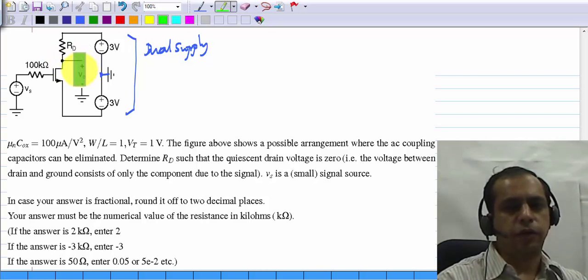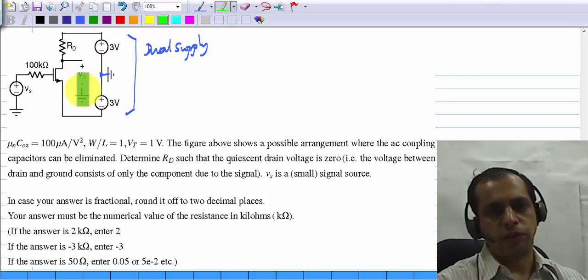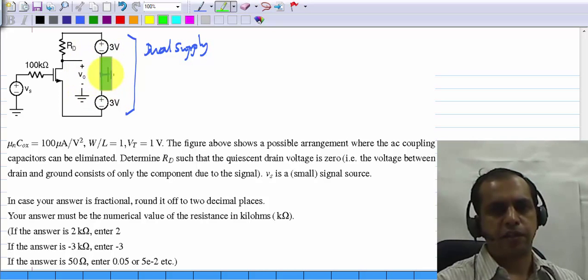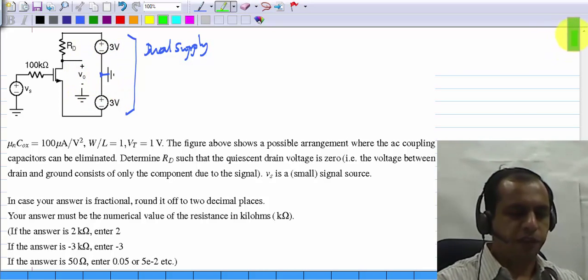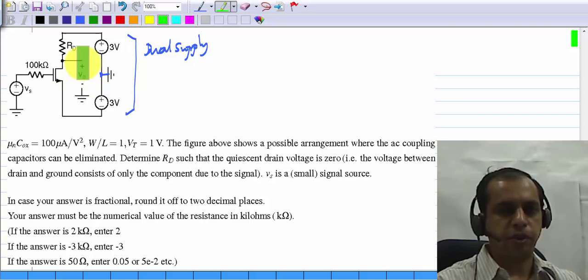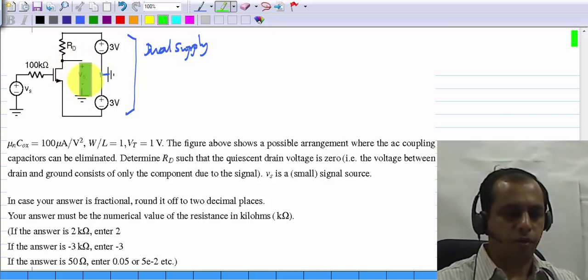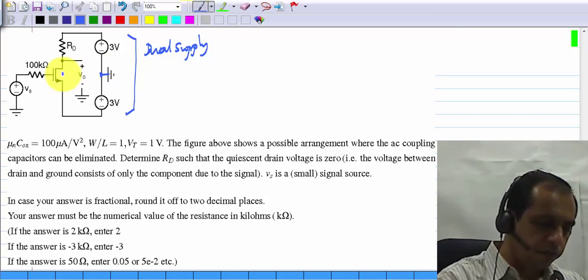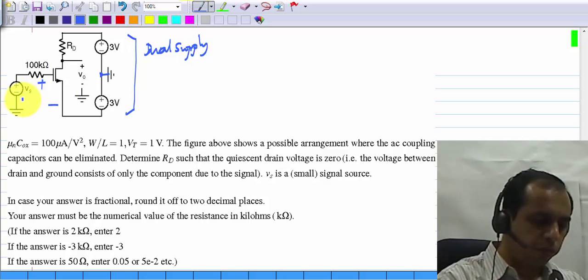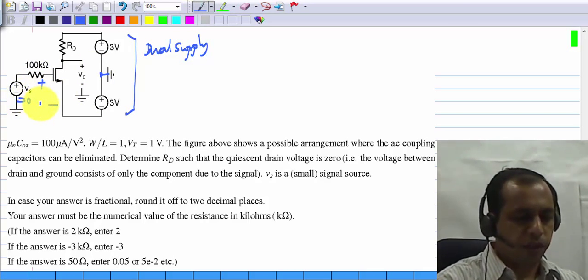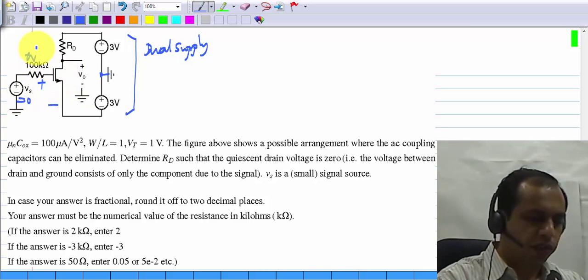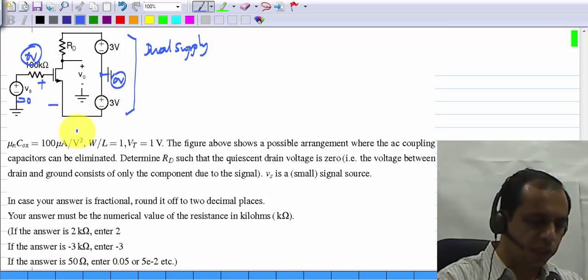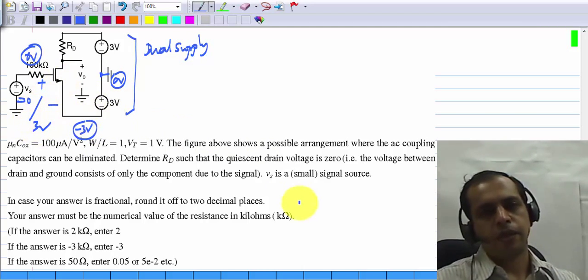Earlier we had a quiescent output voltage which is non-zero, so we had to use a capacitive coupling to eliminate that. Now if it is 0, we don't need to do that. We can take the output directly between the drain and ground. How do you calculate this? In the quiescent condition, Vs will be 0 because Vs is just a signal. So the gate is at 0 volts and the source is at minus 3 volts. So the gate source voltage is 3 volts.